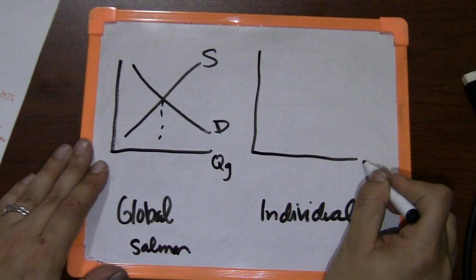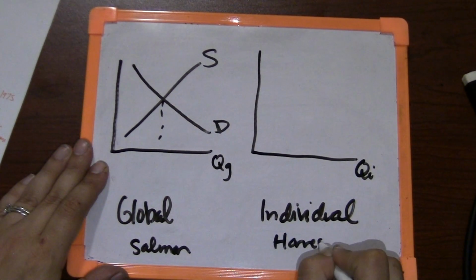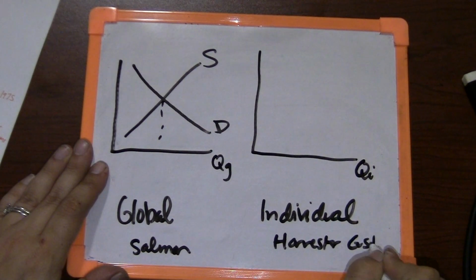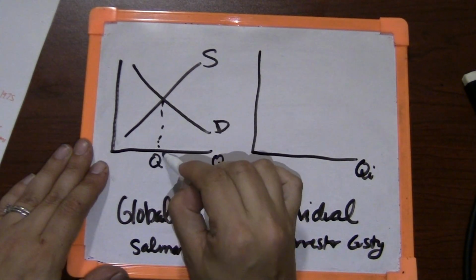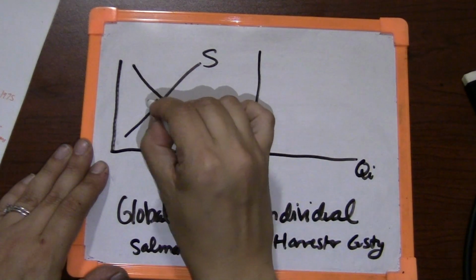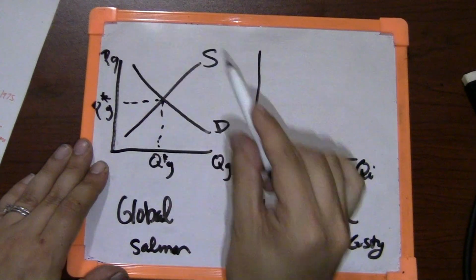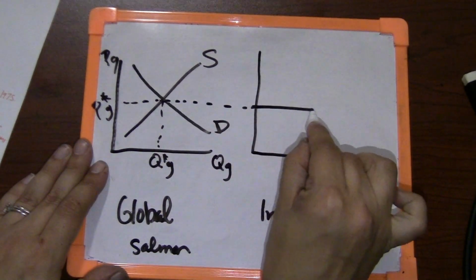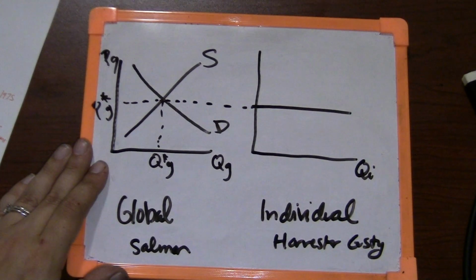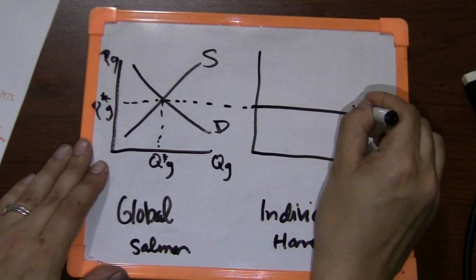This is the global quantity, the individual quantity that comes from our harvester, Gusty. And the global quantity and global price come out of the global graph. The global price feeds into the individual. That's one way that the two graphs are connected. Let's see if you can figure out the second way in this video.